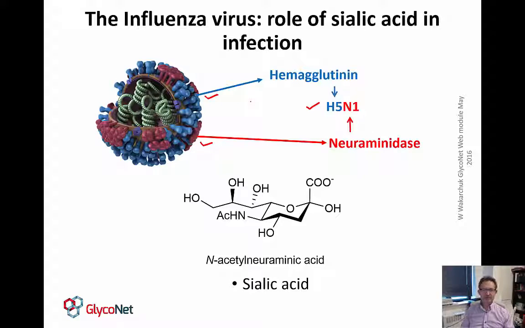Both of these proteins interact with the 9-carbon sugar shown down here, sialic acid, which is also known as N-acetylneuraminic acid. In the beginning of the infectious cycle, the hemagglutinin recognizes glycoconjugates that are terminated with sialic acid, and during viral release, the neuraminidase cleaves glycoconjugates at the bond between the sialic acid and the underlying residues. And we're going to talk more about the mechanism of that release later.